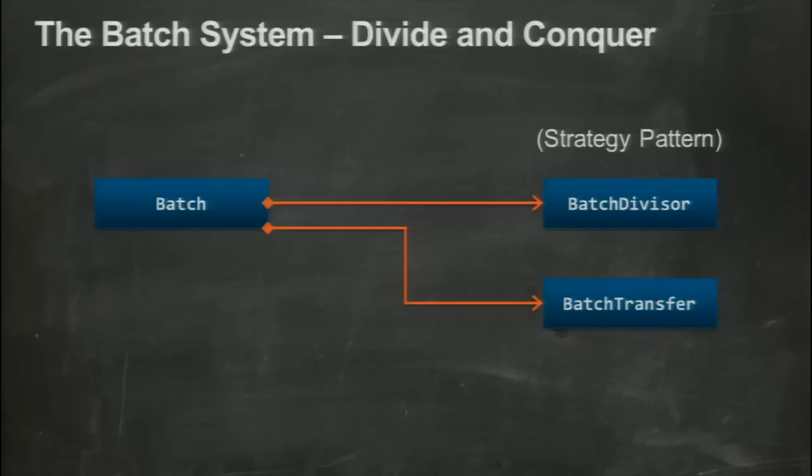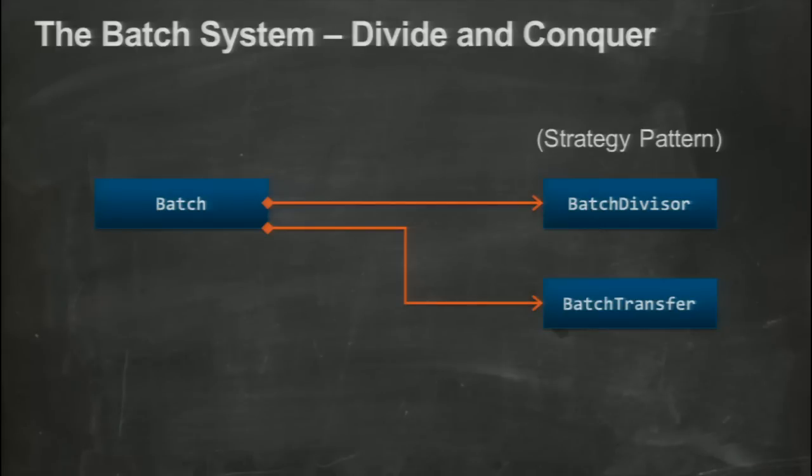Now, the behavior of the flush method is determined by using the strategy pattern. You can inject two different strategies into your batch object. One is a batch divisor, one is a batch transfer. We have default implementations of those in the SDK and Guzzle. But you can also create your own to do your own custom logic. The job of the batch divisor is to just take the items in your batch and group them into chunks that you're going to do something with.